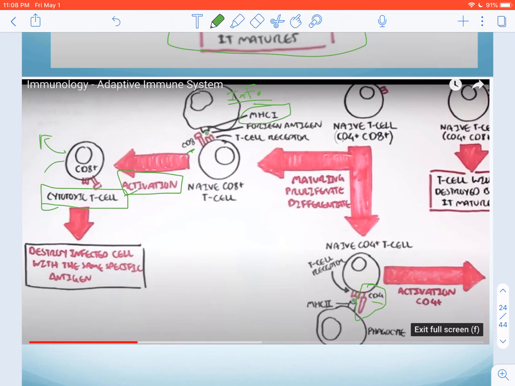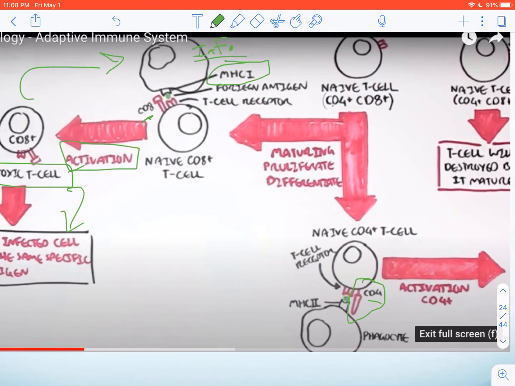It also will replicate, so you'll get a bunch of these cytotoxic T cells, and then their job is to go around, hunt, find these infected cells, and then destroy them. So that's the job of CD8 T cells. They find and kill infected cells.